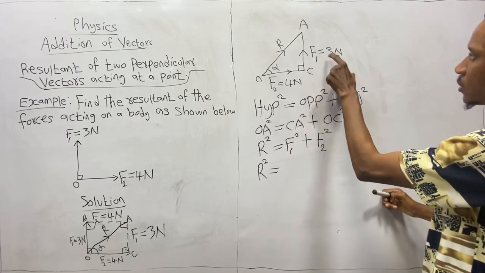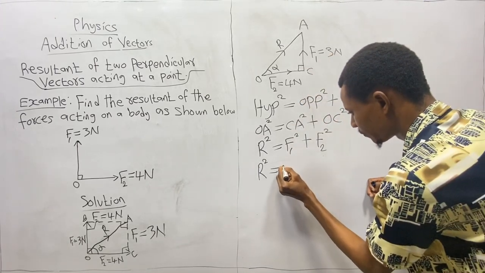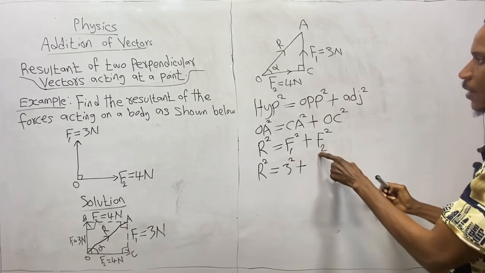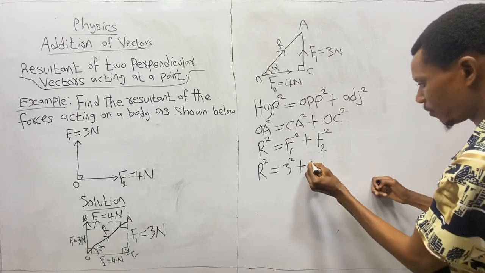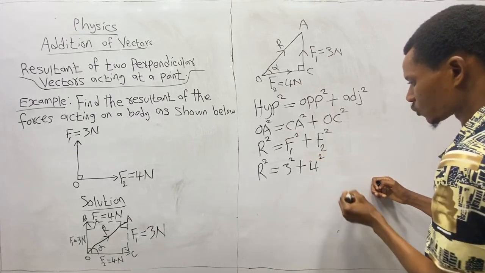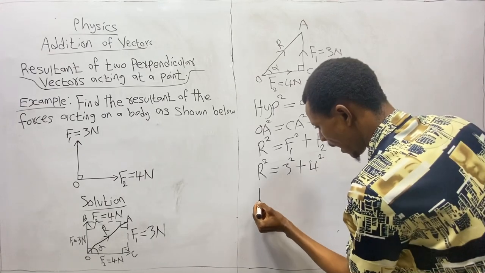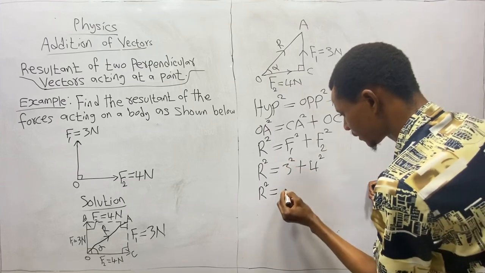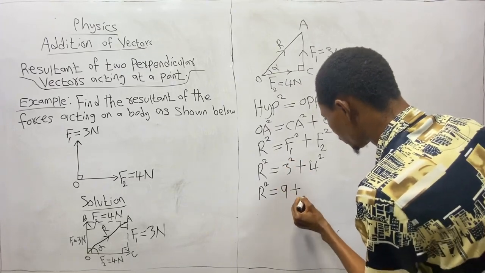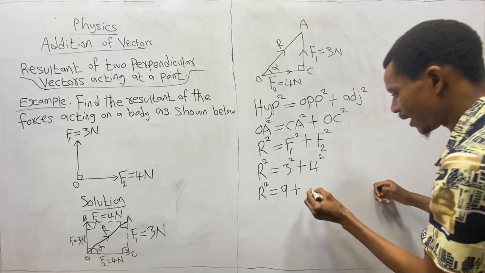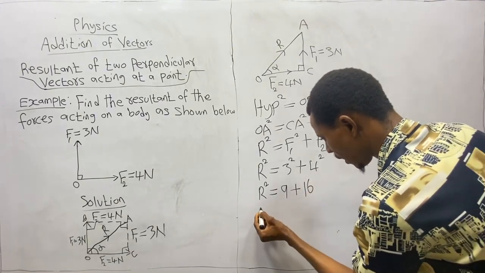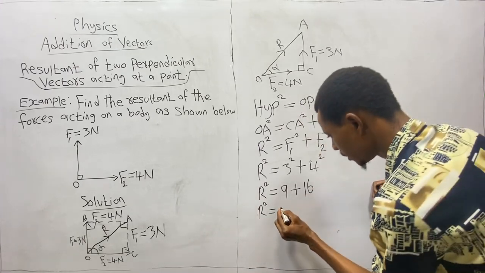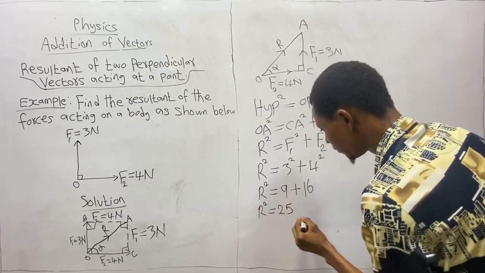F1 is what? 3 Newton. So we have 3 squared plus F2 is what? 4. So we have 4 squared. So your arrow squared will now be equal to 3 squared means 3 times 3, that's 9. Plus 4 squared means 4 times 4, that's 16. So your arrow squared will now be equal to 9 plus 16 will give you 25.